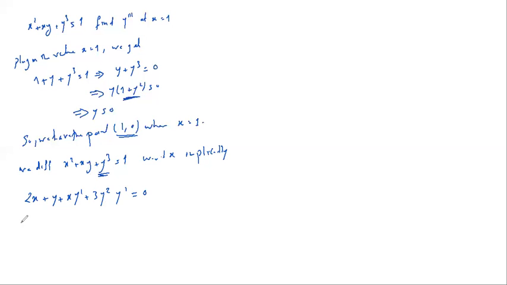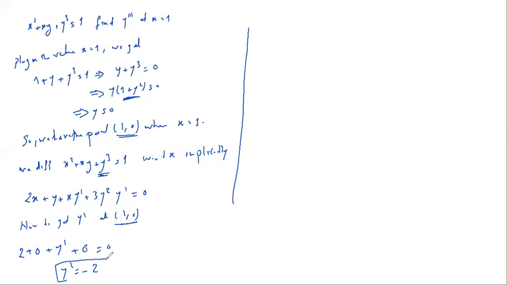Now, to get y prime at the point 1 and 0, substituting in this equation, we get 2 times 1, plus y is equal to 0, so 0, plus 1 times y prime plus 3y squared y prime, where y is equal to 0, so we get 0 again. This implies y prime is equal to -2. So we get y prime is equal to -2 at the point 1 and 0.